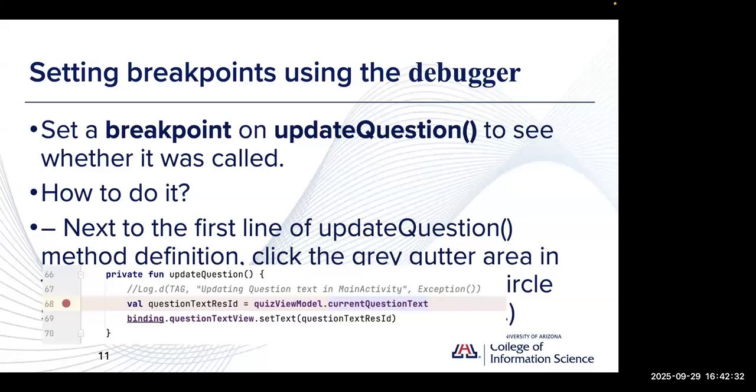So the next thing, the third thing, would be setting breakpoints using the debugger. We set a breakpoint on, in this case, update question for the GeoQuiz to see whether it was called or not. So how to do it? We just go next to the line of the update question method definition, and in the gray gutter area we press on it, and then the red circle appears to let us know this is where we would be setting up that breakpoint.